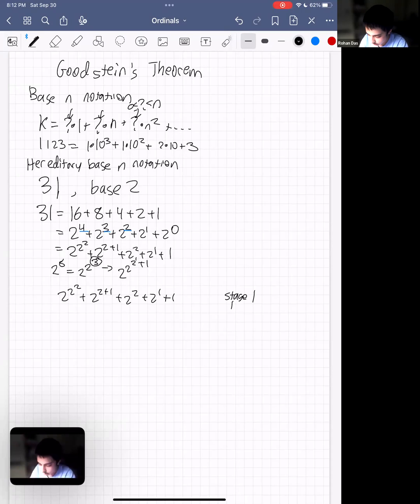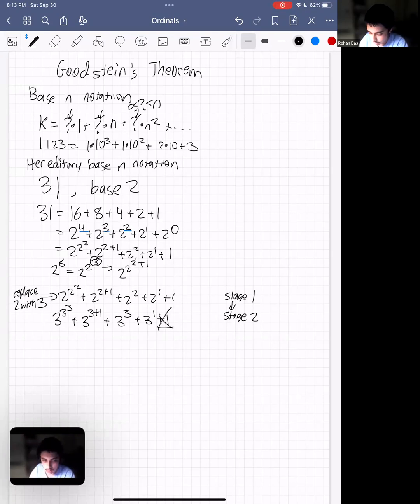To go to stage 2, we take all the 2's here and we replace 2 with 3. So we get 3 to the 3 to the 3 plus 3 to the 3 plus 1 plus 3 to the 3 plus 3 to the 1 plus 1. And then we subtract 1 from whatever this is. Here there is already a plus 1 floating around, so we just subtract it.